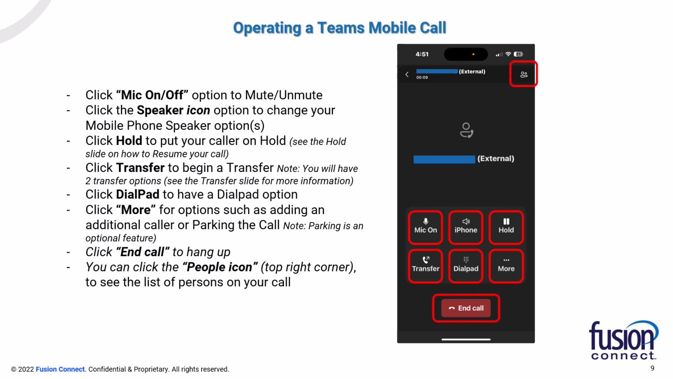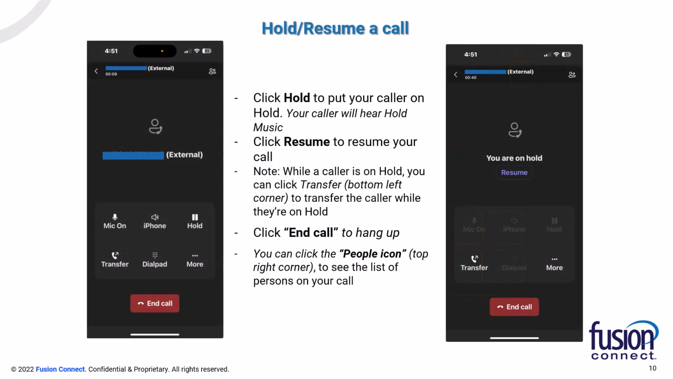Also on another note, on the top right corner of your call window, you'll have a People icon. You can see the list of persons on your call. To place an existing call on hold, click Hold. Your caller will hear hold music. To resume the call, you'll simply click Resume. And again, to end the call, you can simply click End Call.